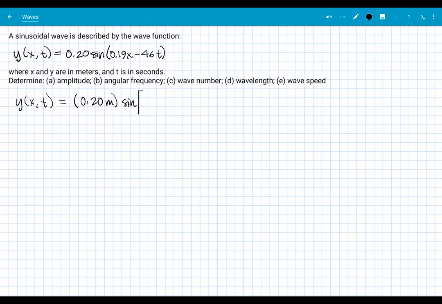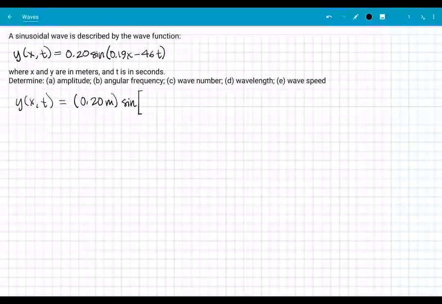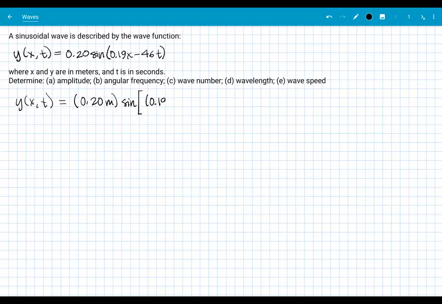So sine of, now what is this? 0.19, and this is going to be meters to the -1. That's my omega, times x, and then minus, I'm sorry, that wasn't my omega, that's my k. I misspoke there. Seconds to the -1 times t.